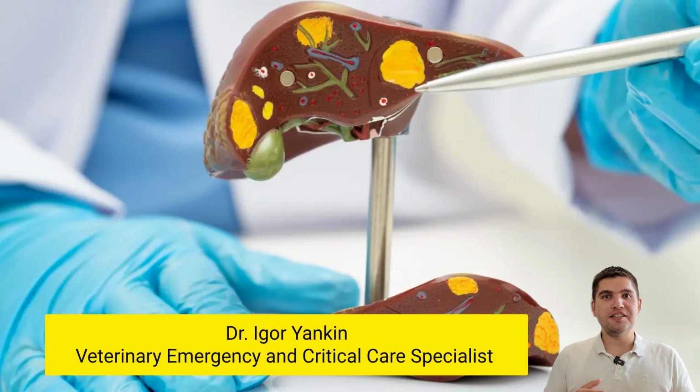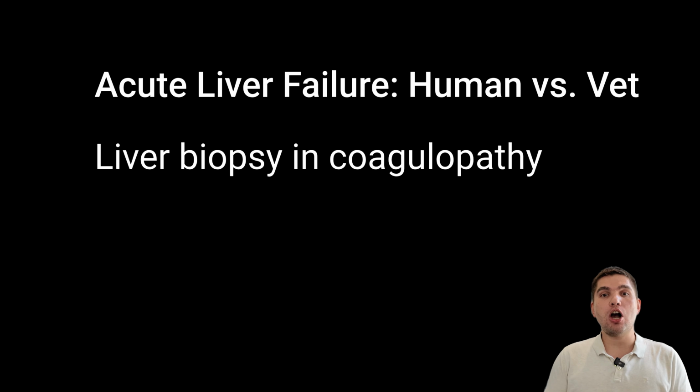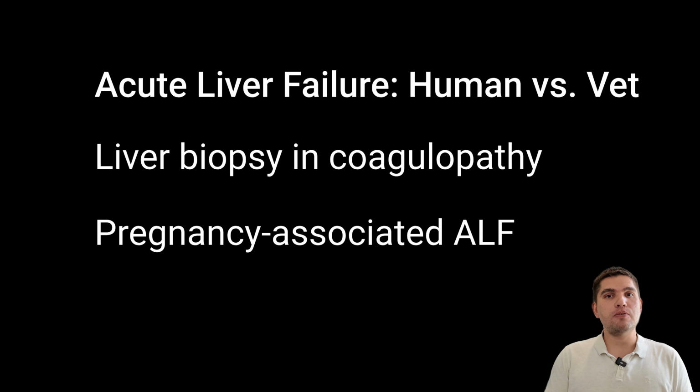Hi, everyone. Today, we're diving into the topic of acute liver failure in dogs and cats. Specifically, we'll explore some controversial topics, including the differences in acute liver failure definitions between human and veterinary medicine, the challenges of performing liver biopsy in coagulopathic patients, and lesser known but important differential diagnoses such as pregnancy associated acute liver failure, which is well documented in humans but not yet widely recognized in veterinary medicine.